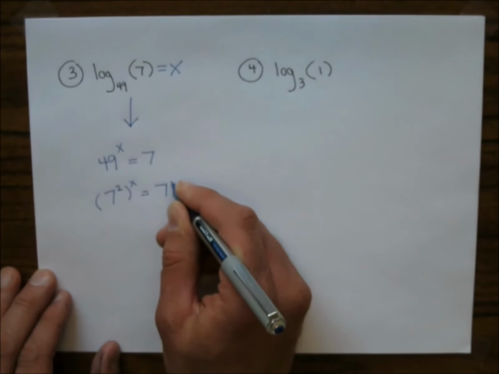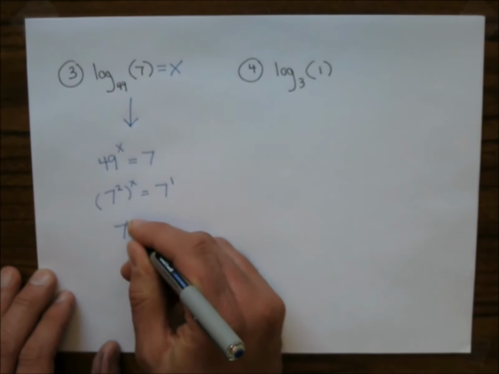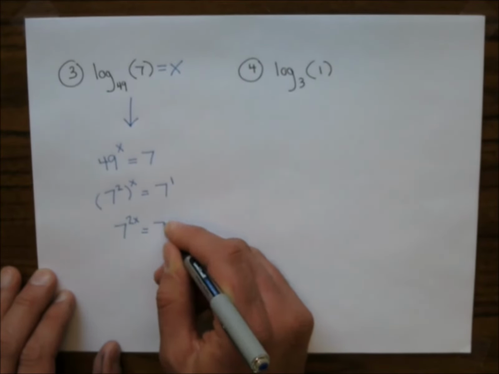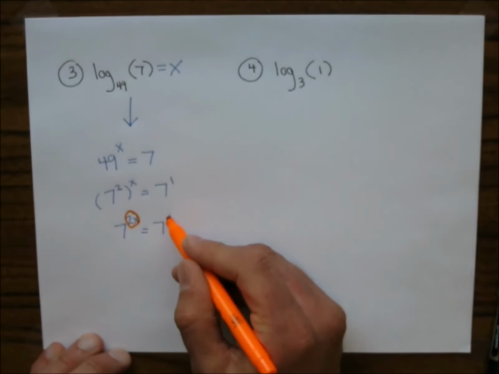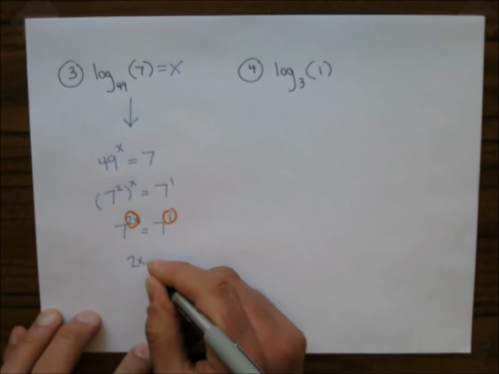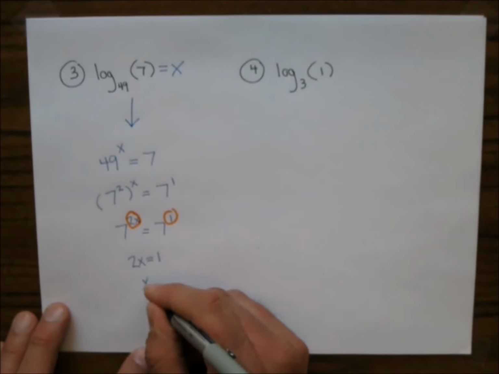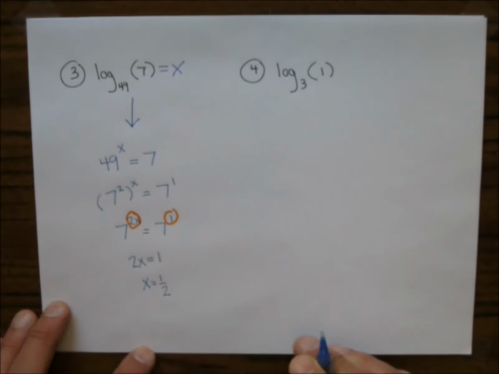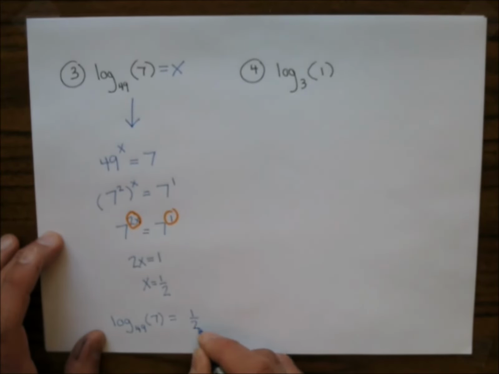And then this is 7 to the 1. I have a power to a power, so I multiply. And I have 7 to this equals 7 to that. I'm going to take my this and set it equal to that and solve that equation. X equals 1/2. So my final answer is log base 49 of 7 is 1/2.